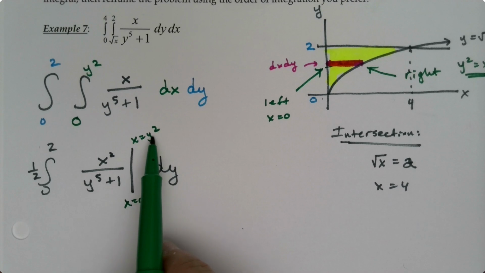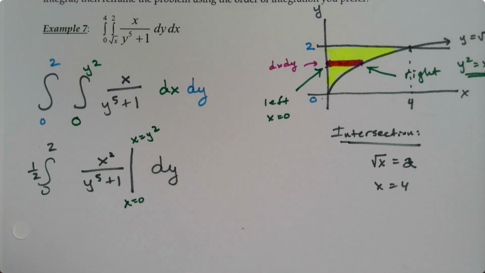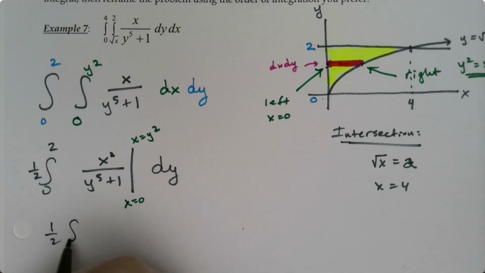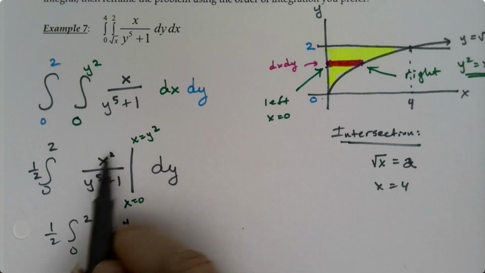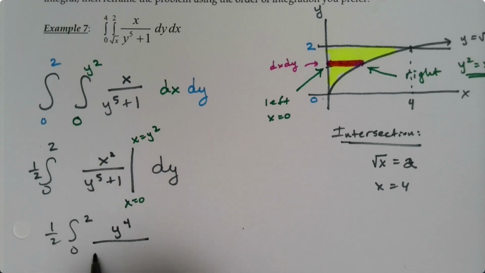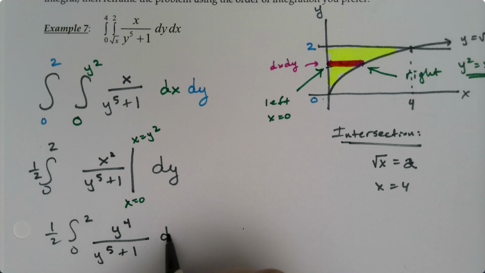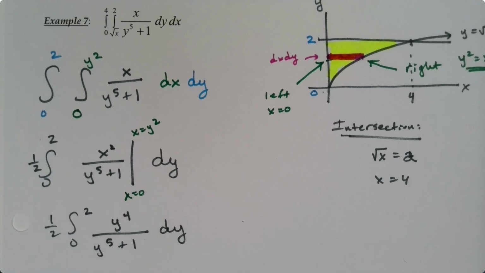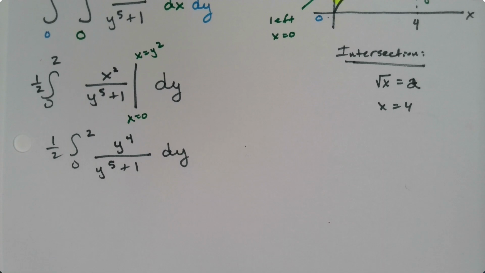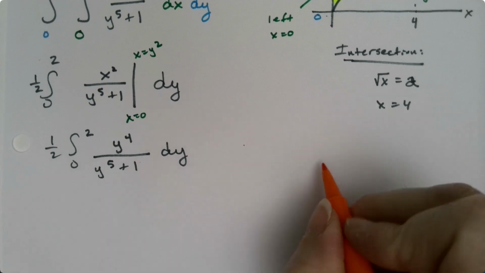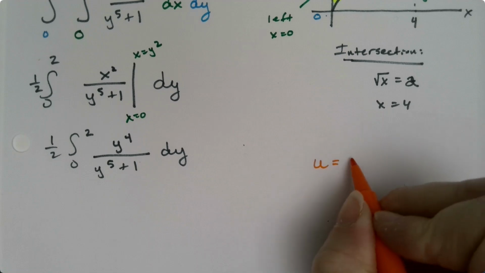Okay, so I'm going to put y squared in here, and then the x equals 0 doesn't really do anything for us because this is a polynomial on the top. So this is the integral, 1/2 integral from 0 to 2, and it's y to the 4th, because y squared squared would be y to the 4th, over y to the 5th plus 1 dy. And this particular integral is so easy. I think we'll actually keep going and do it all by hand just to prove to ourselves we know how to do this, because it's a u-sub, and it doesn't hurt to remind ourselves how u-sub works.